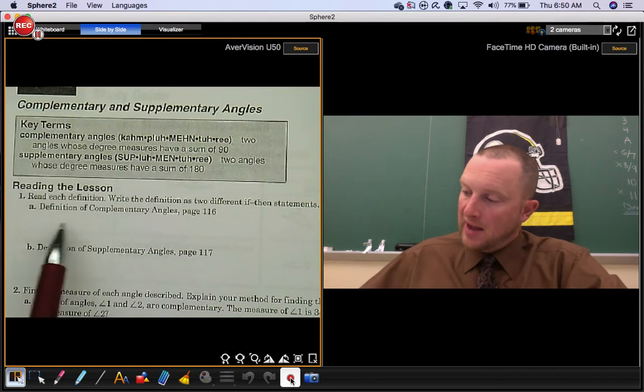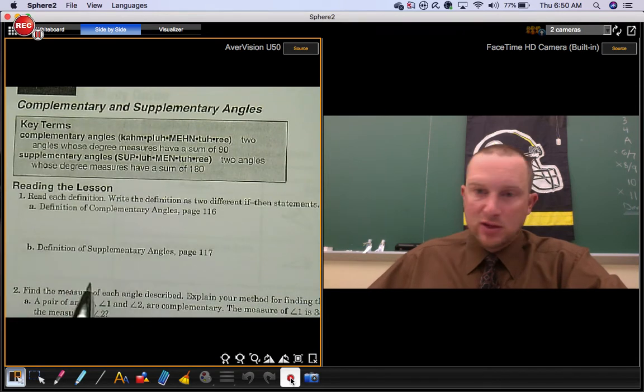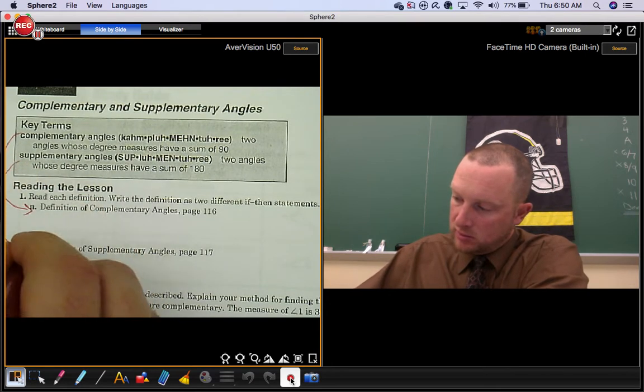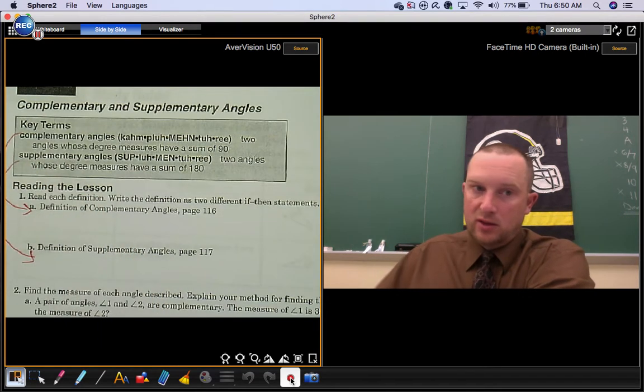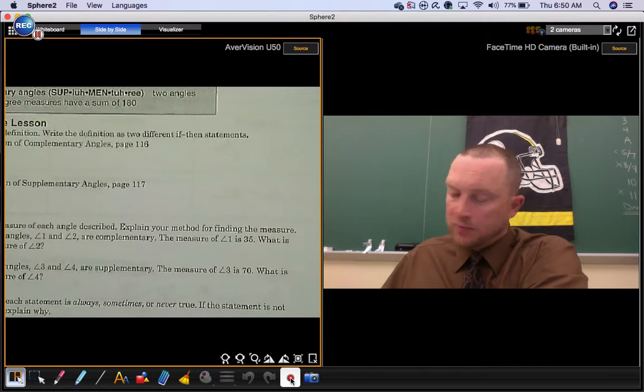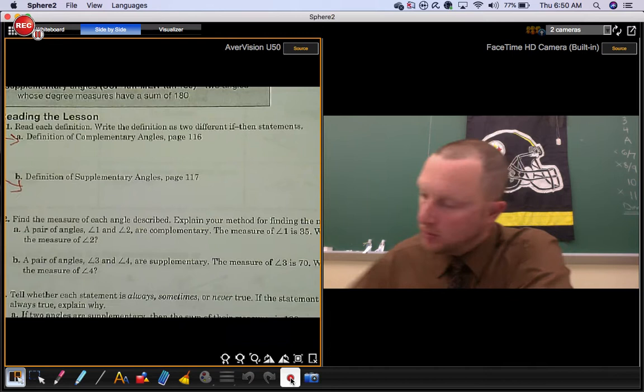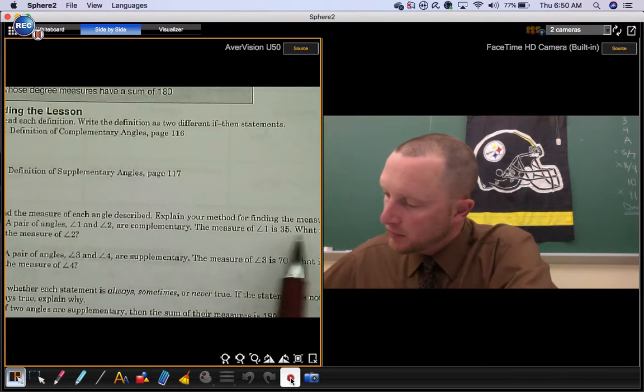Number one, they ask you to write the definition for each of those. So basically, you're writing that stuff right here. For number two, they want you to find the measure of each angle described. Explain your method for finding the angle measure.